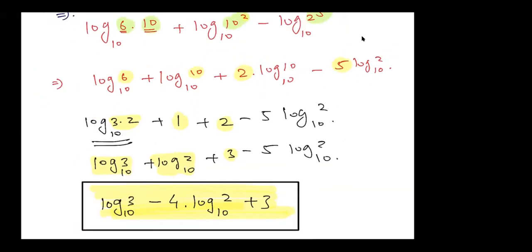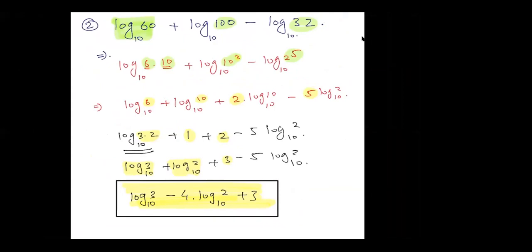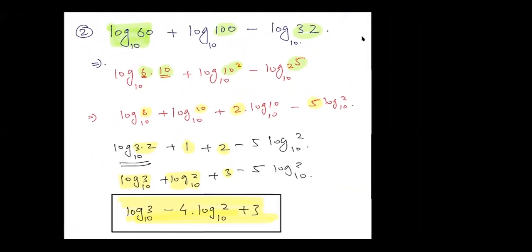So you just have to reduce the question to the form of log 2 and log 3. Go through the formula for me. This is a very simple thing. What I'm writing: log of 6 into 10 is log 6 plus log 10. Log 10 squared, 2 comes out, and 2 to the power 5, 5 is taken common from this. Go to the formula. I have just used the formula. Are you getting this or not? Now, okay.